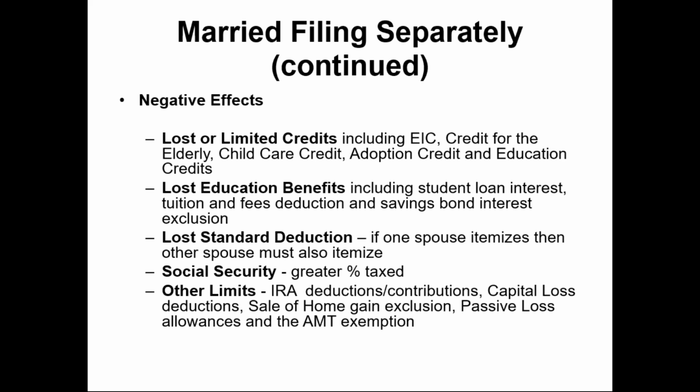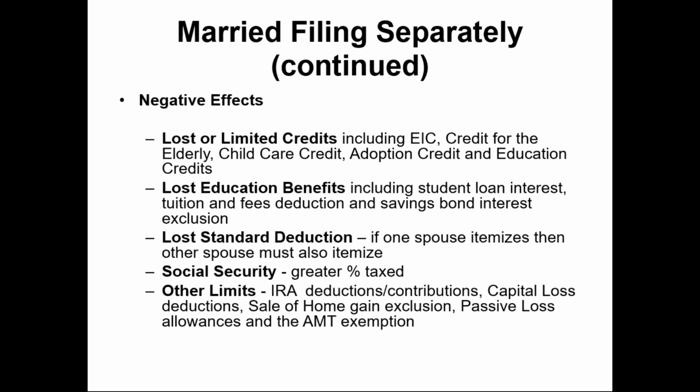You're going to lose things like earned income credit. One of the main reasons a lot of individuals come in is that you cannot take an earned income credit if you're filing separately. You also cannot take the child care credit. You can't take the adoption credit or any of the education credits. So if you're filing separately, you cannot take any of those credits. You also lose some education benefits. If you have student loan interest, you may not take that as a deduction if you're filing separately. Same thing with savings bond interest.